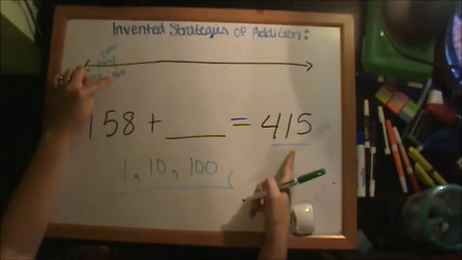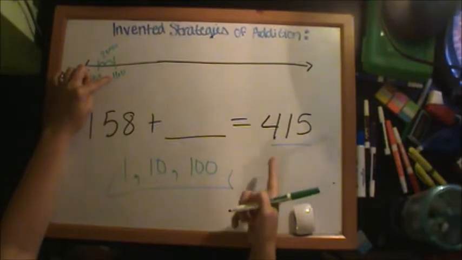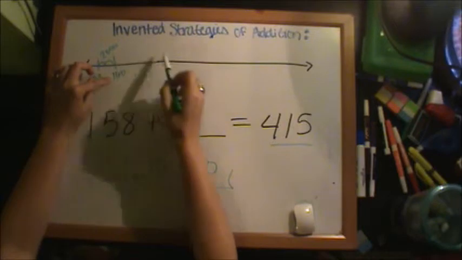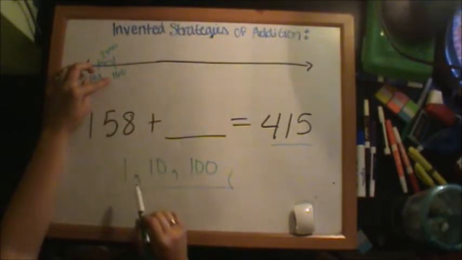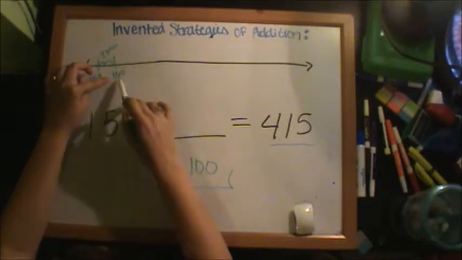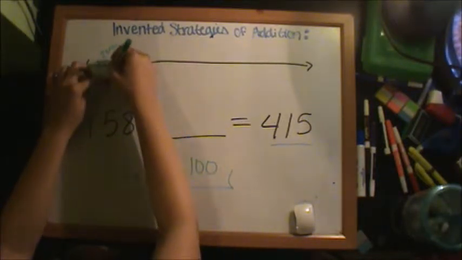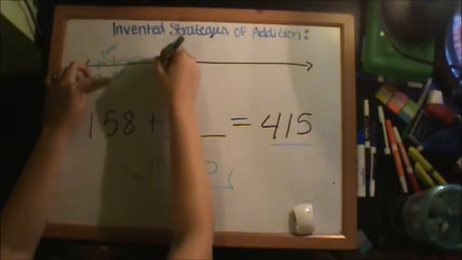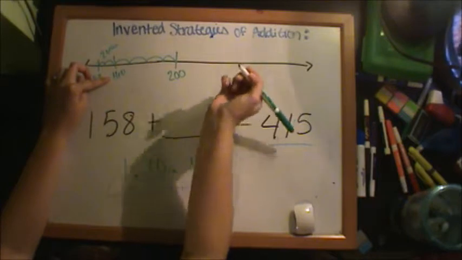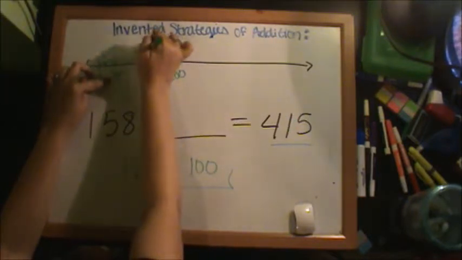Okay, so now I have 160. I'm trying to get to 415. What is the easiest way to do that? So you can do that a couple different ways. You can add hundreds, or you can do it this way. I'm going to add tens because my brain wants to add 4 to the 6 to make it a perfect 10. So 160, 170, 180, 190, 200. So now we're at 200, and I added 4 tens.